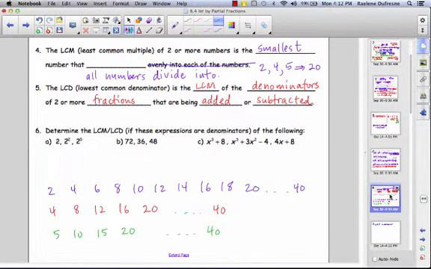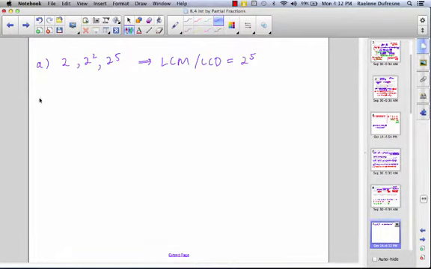In part B, we have 72, 36, and 48. And what we're going to do is factor this into prime factors. 72 factors into 8 times 9, and 8 is 2 cubed, and 9 is 3 squared. 36 factors into 4 times 9, and 4 is 2 squared, and 9 is 3 squared. And 48 factors into 12 times 4, which is 16 times 3, and this gives us 2 to the exponent 4 times 3 to the exponent 1.